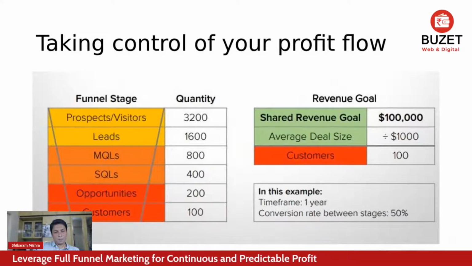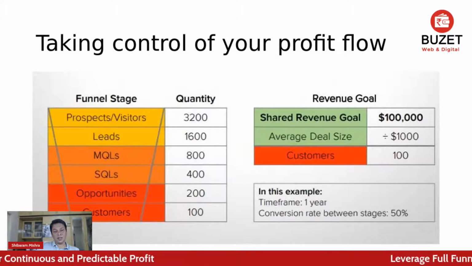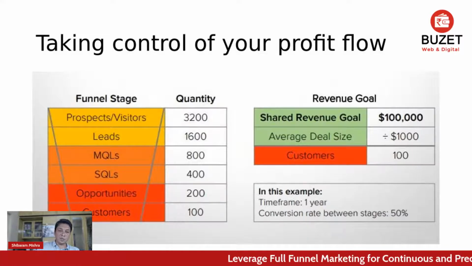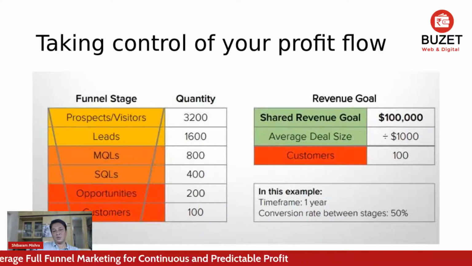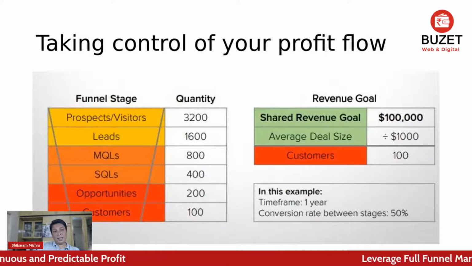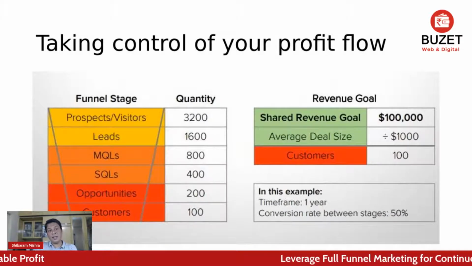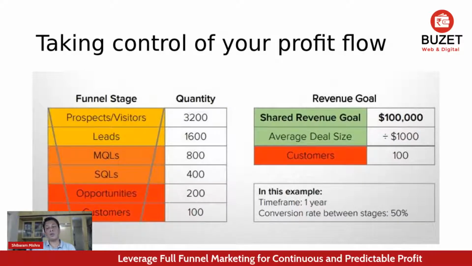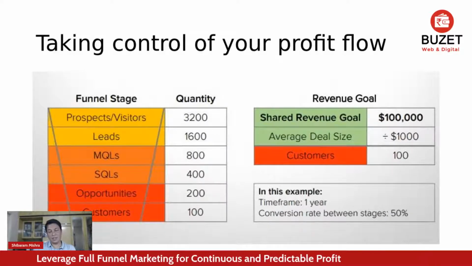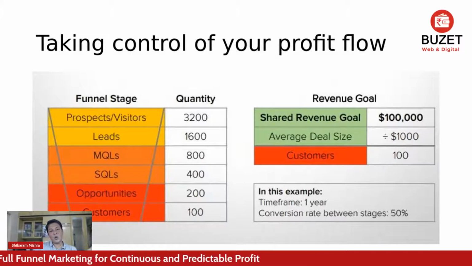Now clear? If this 800 MQL doesn't become 400 SQL according to your prediction, then there is a problem. If this becomes 200, then there is a leakage at the SQL level. If 200 opportunities do not convert to 100, then there is a problem there. If it is 10, then there is a big problem. If it is 110, then things are working better than you assume, right? So you should be able to calculate these things easily. So you know where to fix.